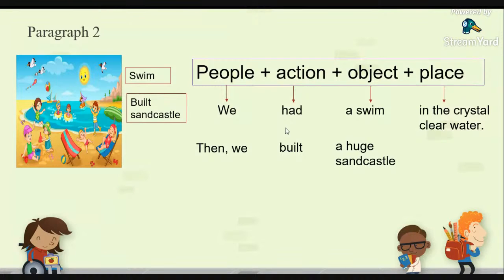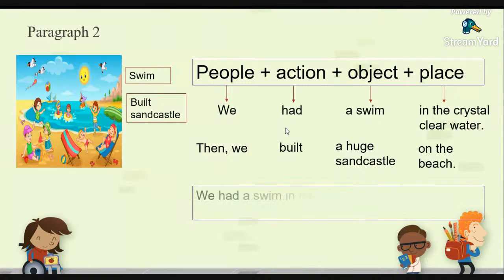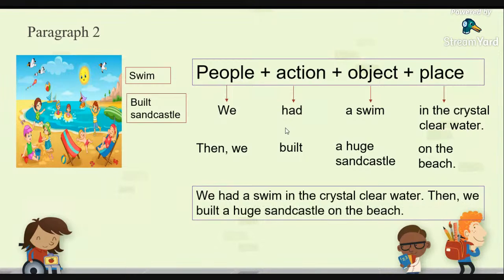Object, a huge sandcastle. Kita add on lah adjective sikit dekat awak punya objek tu. Kan? Huge tu meaning big. Huge sandcastle where? On the beach. So now, instead of one sentence, you have two sentences based on only one picture. Here are the sentences. We had a swim in the crystal clear water. Then we built a huge sand castle on the beach. One picture, two sentences, kan?